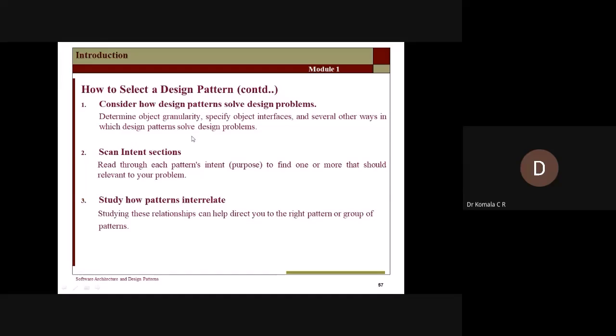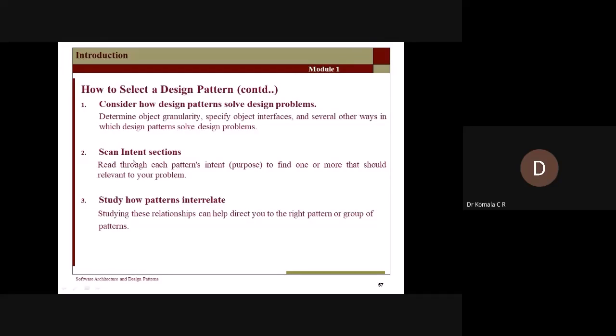And several other ways in which design patterns solve design problems. That's what the 9 topics that we have discussed now. All those 9 topics are to be known. Then only you can select a design pattern. So consider how design patterns solve design problems includes object granularity. You should know the details, the information about the object, and you need to specify which object you are going to use, and the methods, whatever I have discussed now. You should know what is aggregation, what is delegation, all the 9 topics. If you know in detail about all those 9 topics, it will be easy to select a design pattern to be used.